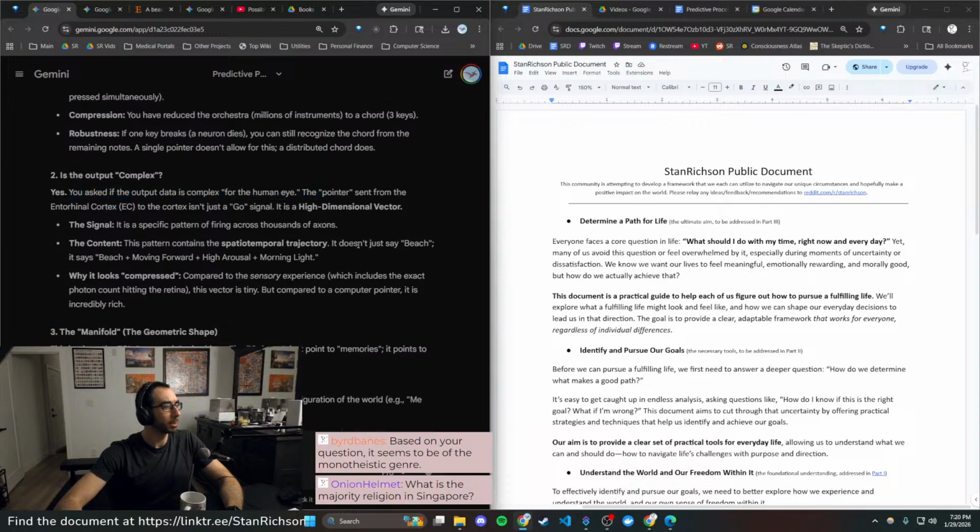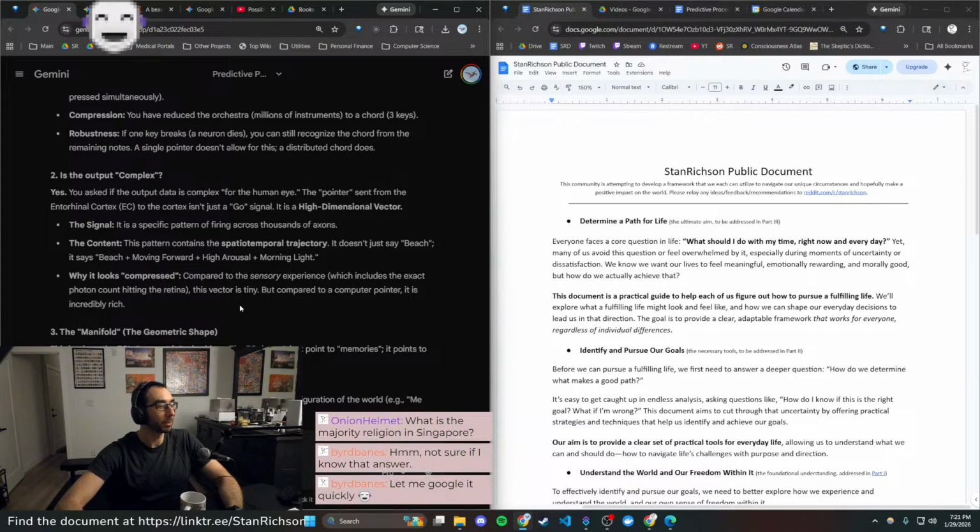You asked if the output data is complex. Yes, the pointer sent from the entorhinal cortex to the cortex isn't just a go signal. It is a high-dimensional vector. It is a specific pattern of firing across thousands of axons. Okay, that's what I was trying to get at here. Why it looks compressed compared to the sensory experience, which includes the exact photon count hitting the retina. This vector is tiny, but compared to a computer pointer, it is incredibly rich.